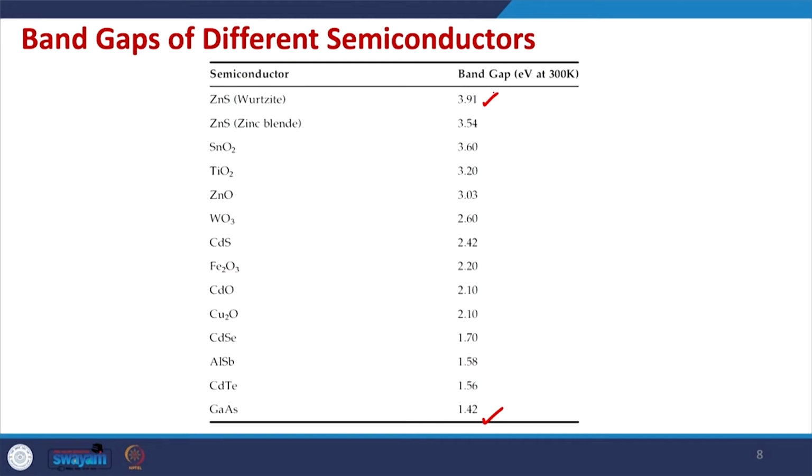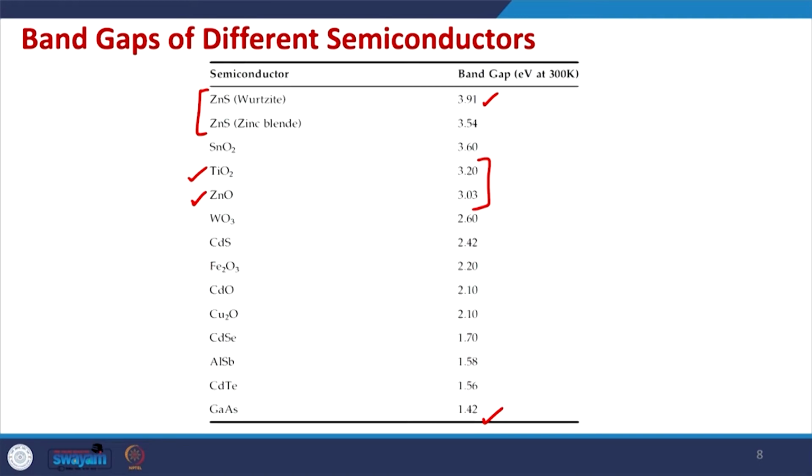For ZnS, these are different zinc sulfides. Similarly, common catalysts which are used in wastewater treatment include zinc oxide and titanium oxide, and they have these band gaps. These may vary also. They have been reported differently at different temperatures, depending on how they are made, what their morphology is, etc. So, these are the tentative band gaps which have been reported in the literature, and they may vary a little.